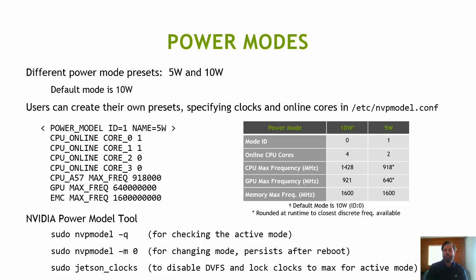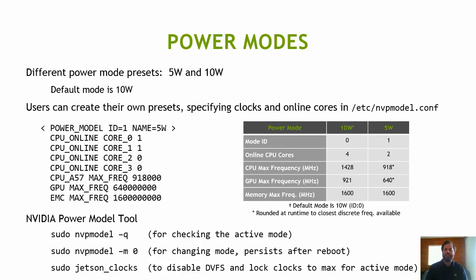NVPModel is the software tool used to change power modes and tweak profiles depending on your use case and your application's TDP. You run the nvpmodel -q command to query the current mode, and nvpmodel -m to change modes. When you change modes, the new mode will persist after reboot, so you don't have to worry about making a startup script that sets your desired mode. You can also define your own custom power modes too. They're located in the /etc/nvpmodel.conf file, and they look like the configuration shown here listing the various clock frequencies.